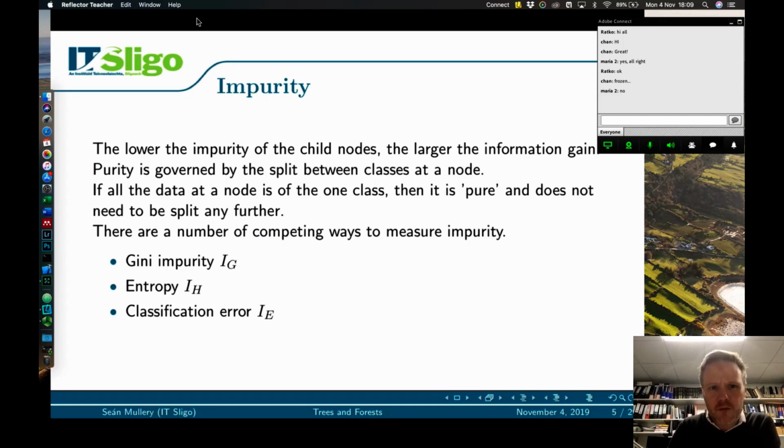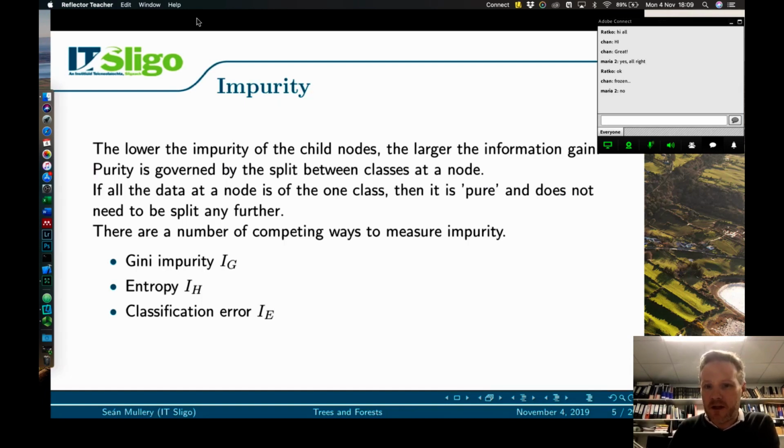So the lower the impurity of the child nodes, the larger the information that's gained. So if we manage to make some decision that gains us a situation where we get an impurity of 0, then we've got a large information gain. But if we have a higher impurity than that, then we gain less information by that decision. So if all the data at a node is of one class, then it's pure and it does not need to split any further. Normally we're at a leaf node at that point.